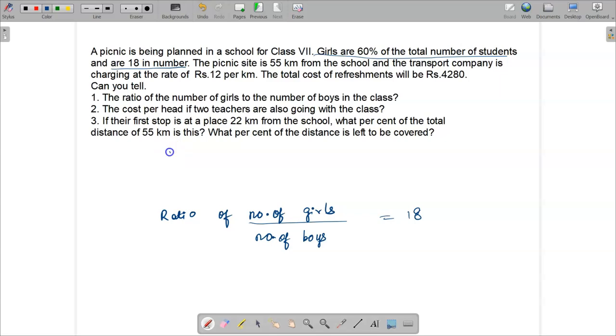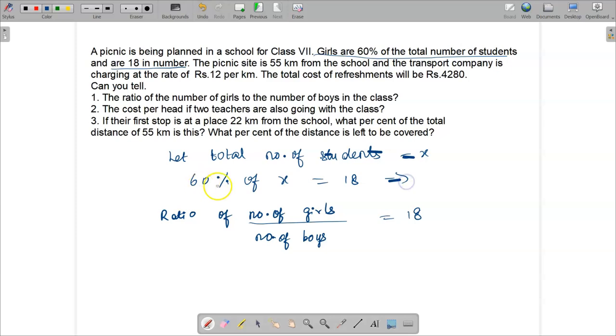So let the total number of students in a class be x. In the question they are saying that 60% of the total number of students, that is 60% of x, is 18. From this we can find out what is x. Since they have given 60%, we can write it as 60 by 100 into x. Of x means into x, which is nothing but 18. So let us find out what is x from this expression.